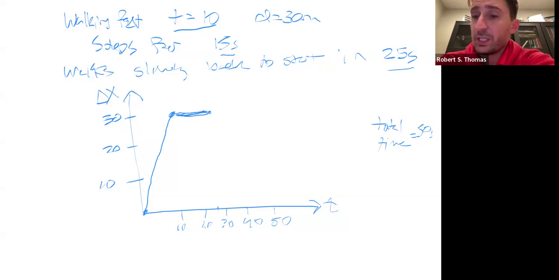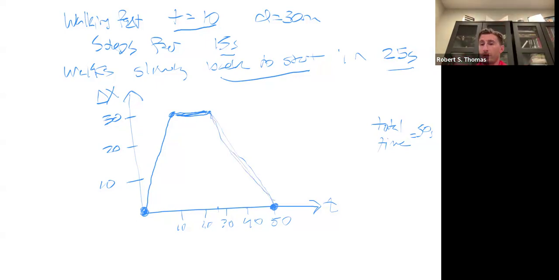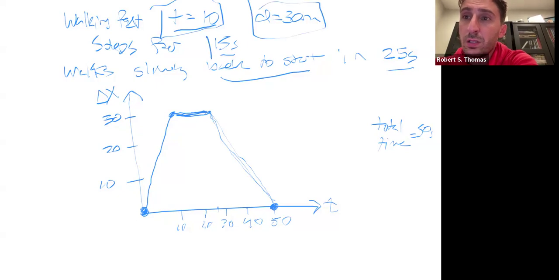Then he takes 25 seconds to go back to the start. Well, in 25 more seconds, it'd be 50 seconds, he would come back to the starting point. So I'll draw a line like that. That would be your graph there. Okay, so just make sure you look at the given information and use that to build your graph. Okay. I'm gonna stop sharing here.